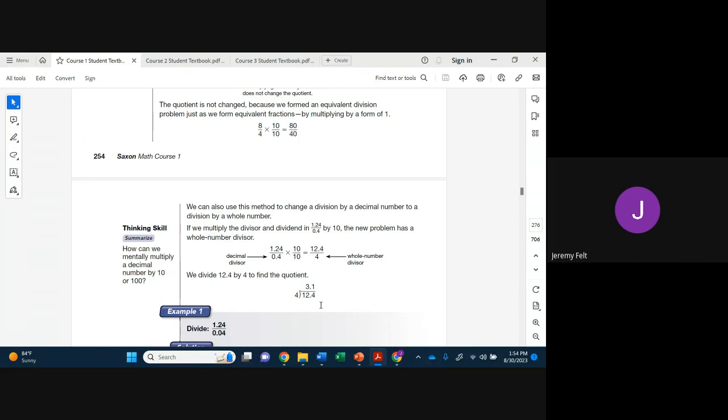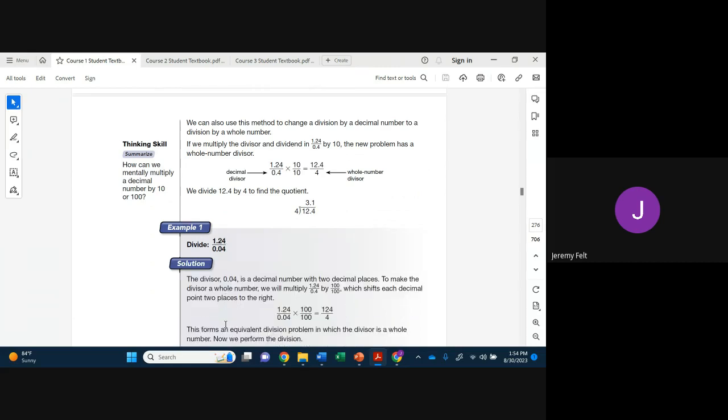So if we have example 1 down here, 1.24 divided by 0.04, I want to divide by a whole number. If we have a decimal here or here, that's okay, because we just bring that up top. That's not too difficult to deal with. But when we're dividing by a decimal, I want to move this 2 places to the right. So I'm going to multiply top and bottom by 100, or move 2 places to the right, 2 places to the right, and then I'm left with 124 divided by 4.